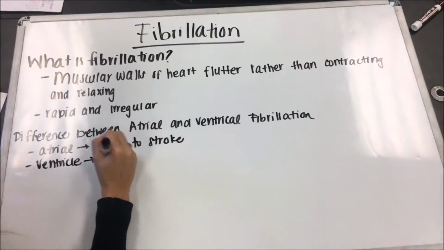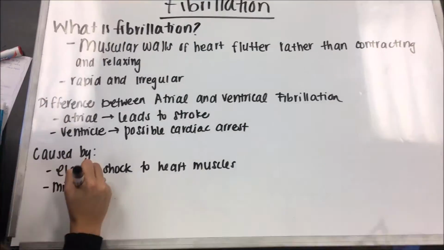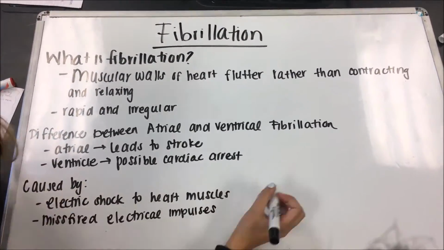Atrial leads to a stroke and ventricle leads to possible cardiac arrest. Fibrillation can be caused by electric shock to heart muscles and misfired electrical impulses, as well as many other things.